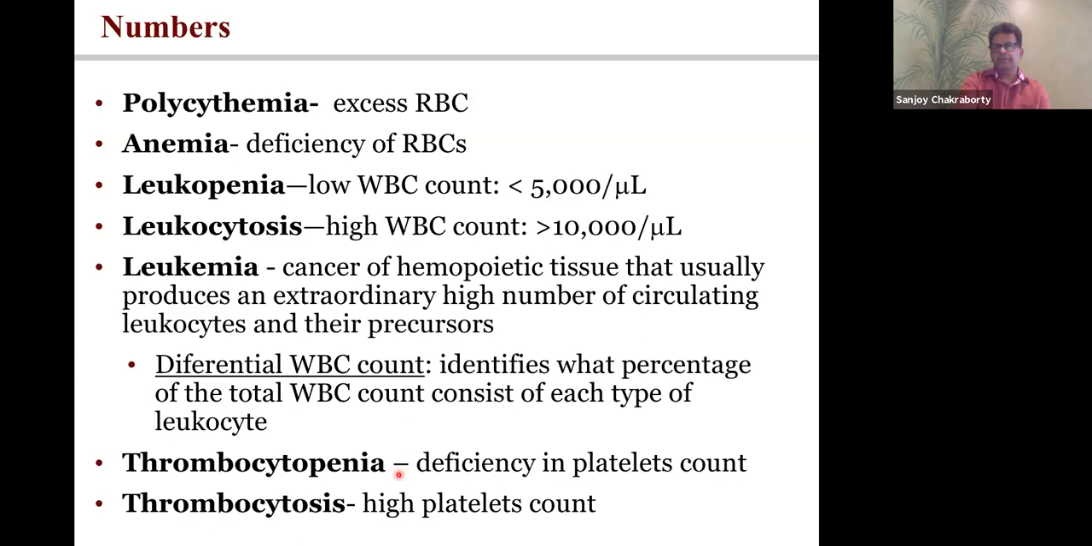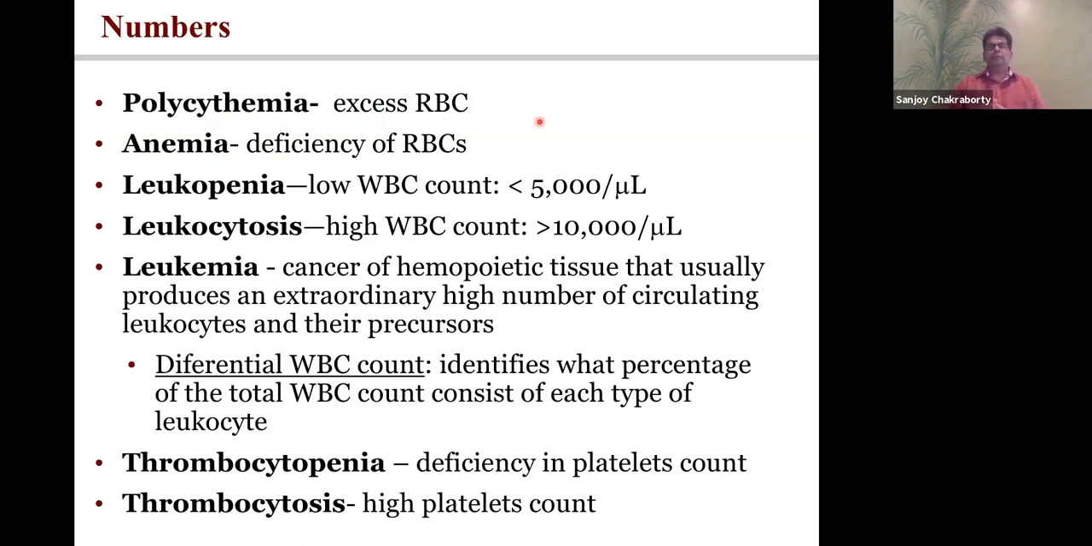Thrombocytopenia is a deficiency in platelets; thrombocytosis is high platelets. Same thing, erythrocytopenia, which we also call anemia. That's another word for a deficiency in RBC. And erythrocytosis, which is also known as polycythemia.